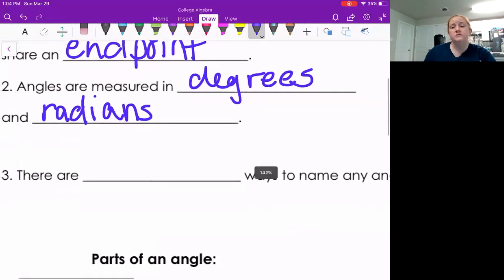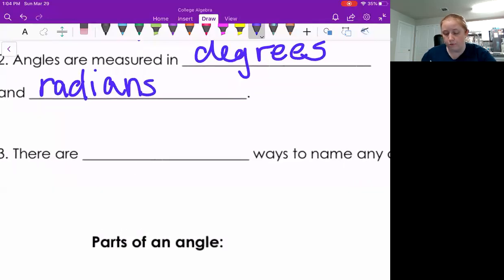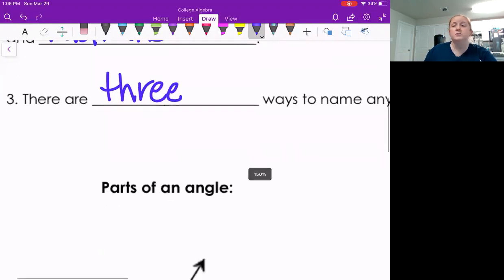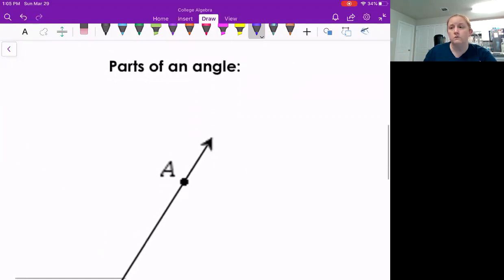Now, when it comes specifically to naming the angles, and that's what we're going to spend a little bit of time on today, there are three different ways that you can name an angle. Okay, three different ways that you can name it. Now, before we get into those three different ways, we need to make sure you guys remember what the parts of an angle are called.